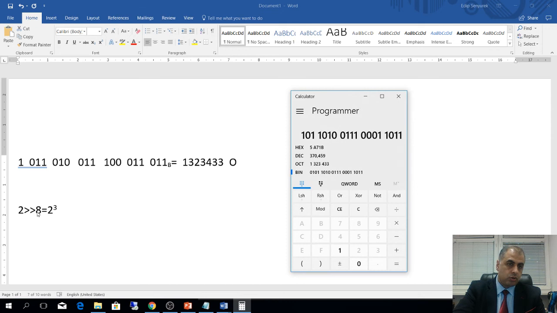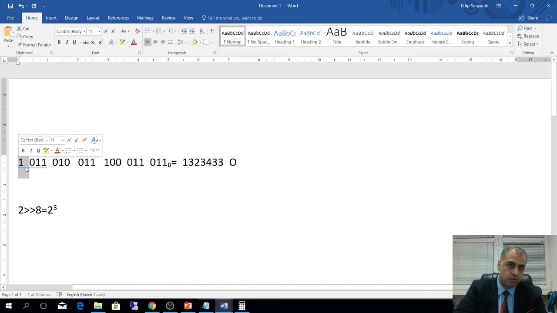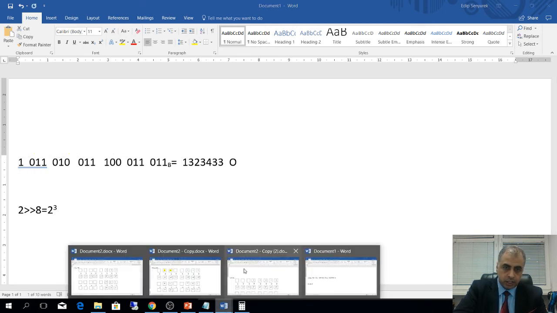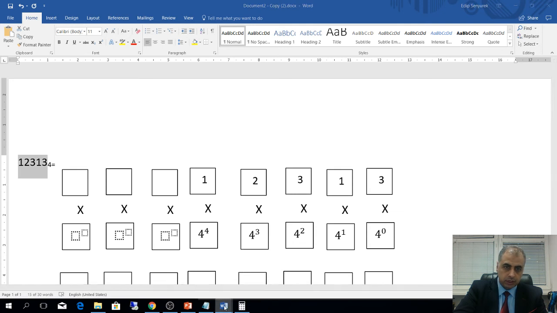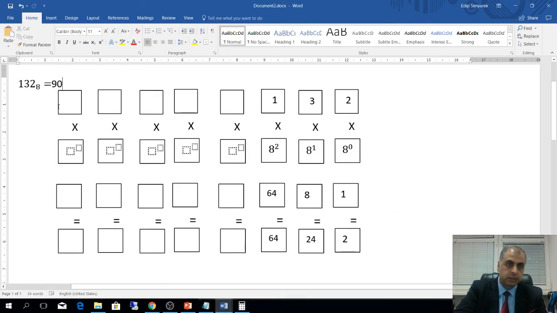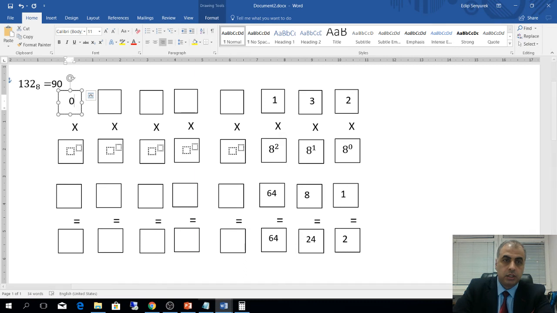2 converts to 8. 8 is 2 to power 3. Because of this 3, I made 3 packages. And each of them I have to calculate. Let us calculate, for example, this. This is 1. Let us calculate this, 011. Okay, here is one example. Maybe this one here is better. I said 011.